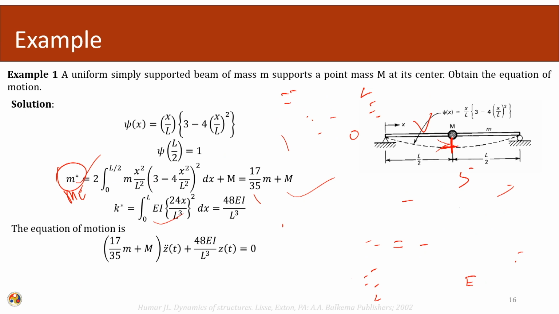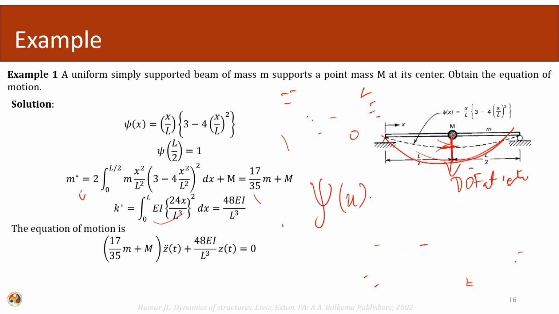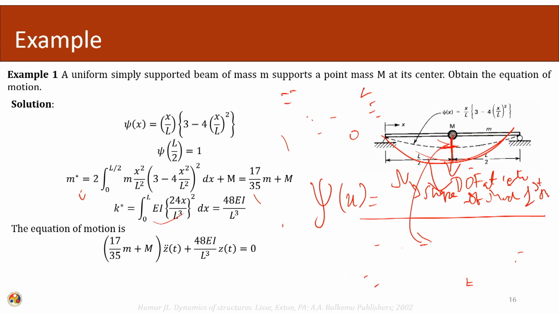In the previous example also we did the same thing. We chose our degree of freedom, that was the vertical displacement at center, and the shape was the first mode shape. Then we formulated our shape function: the numerator part was giving me the shape of the mode, that is this shape corresponding to the first mode shape, and the denominator part was giving me the chosen degree of freedom. This way we formulated our shape functions, and then we calculated our equivalent m star and k star.